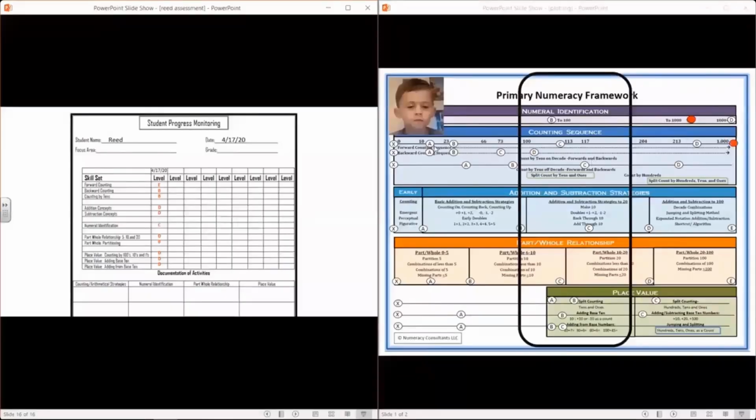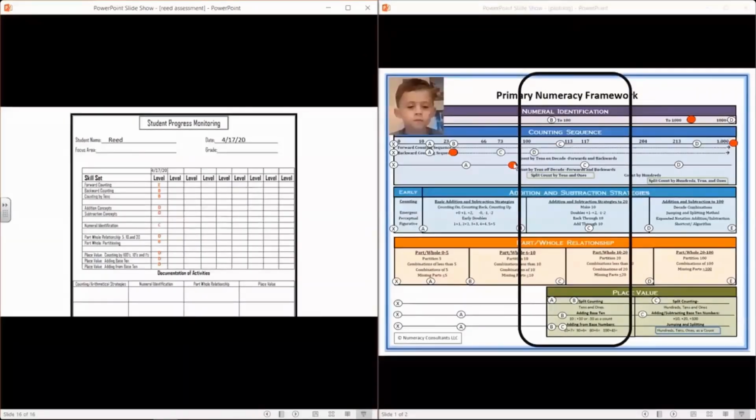For his forward counting, he was an E, which puts him way outside of first grade as well. His backward counting, he was a B. So if you take a look, that looks to be kind of outside that first grade zone. So even though he's really bright, we still have an area that we can work with him on. His counting by tens, he was a B. So he's pretty close to where that is.